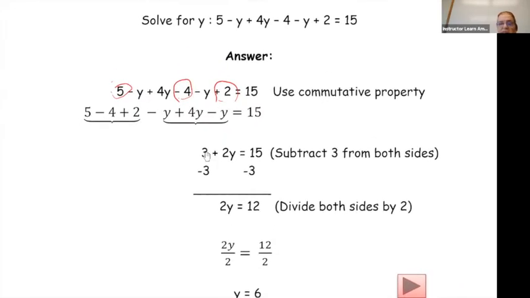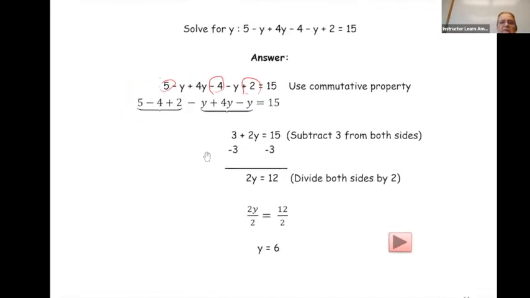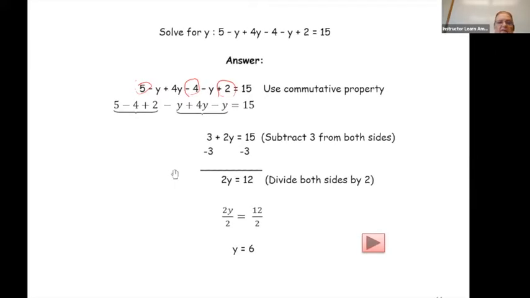Oops. For some reason, this doesn't want to work very well. Let's see if we can. Maybe this will work now. Okay, a little bit of computer acting a little bit temperamental there.